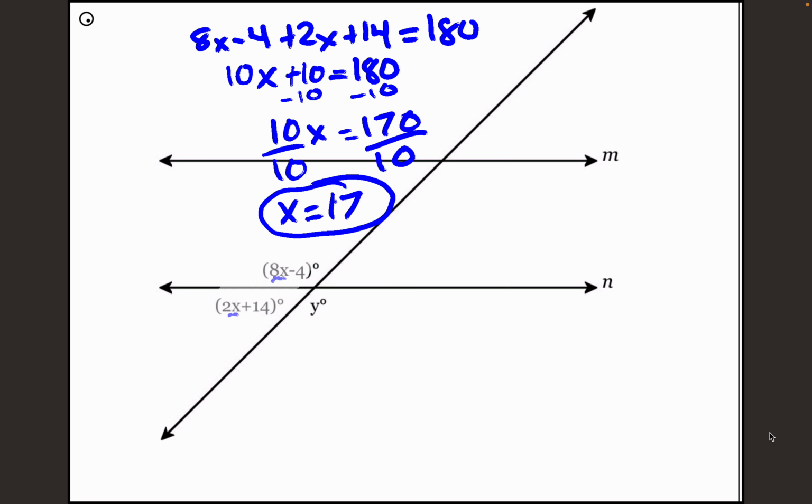So how am I going to find y? Let's plug our x into this value. Because what can we say about this angle and this angle? They're the same. How do we know that? They're vertical angles. So let's plug in our 17 here. So I got 8 times 17 minus 4. What's 8 times 17?